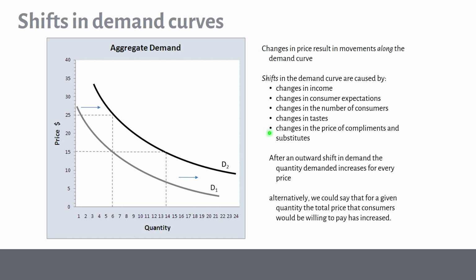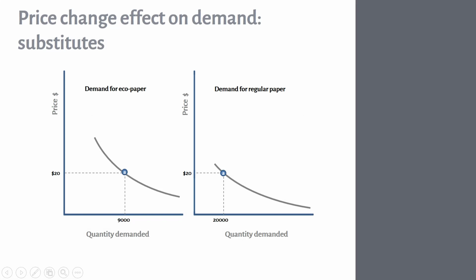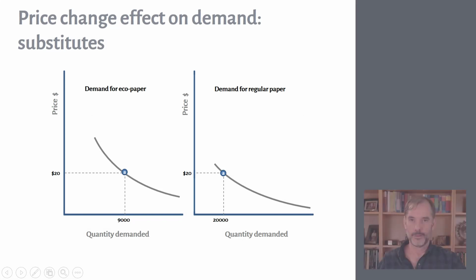All right, now let me get into demand curve shifts as a result of changes in the price of a complement or a substitute. So let's consider demand curve for paper. And I've got two types of paper here. One is eco paper, and what I'm thinking about here is 100% recycled paper with a Forest Stewardship Council certification.